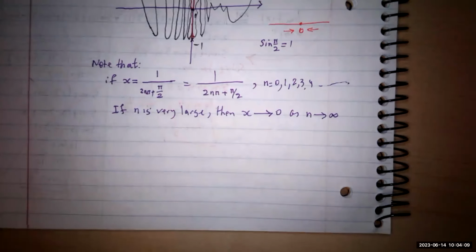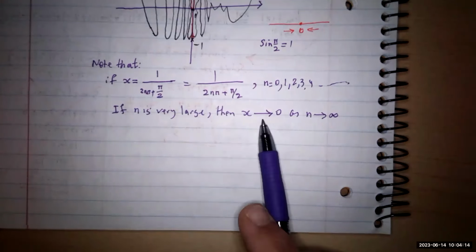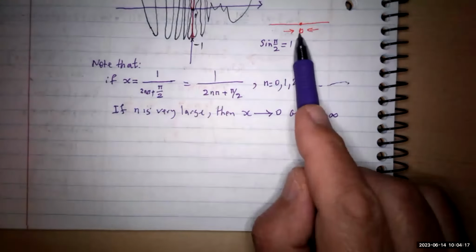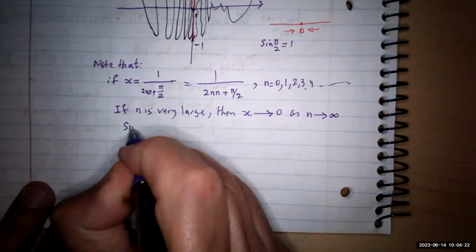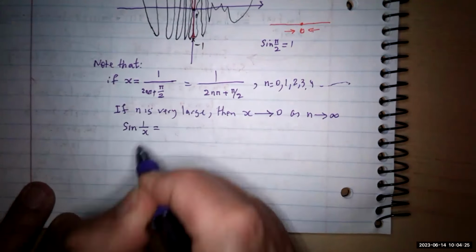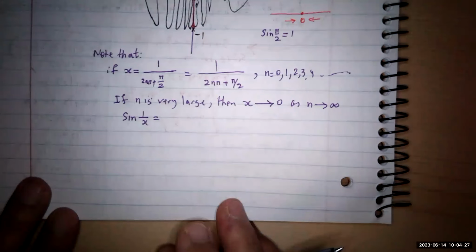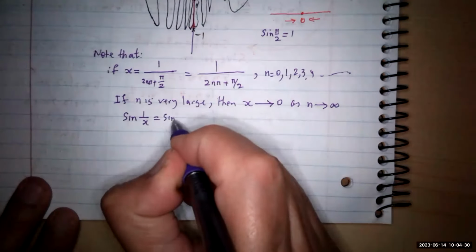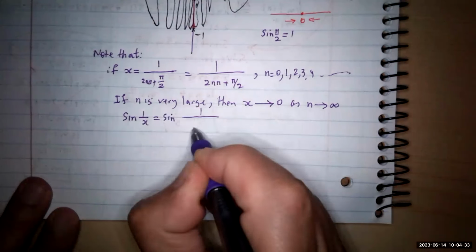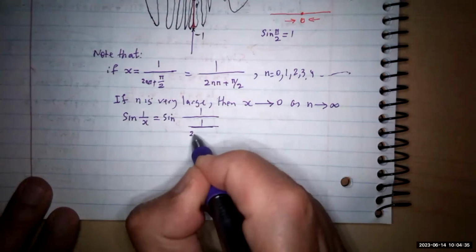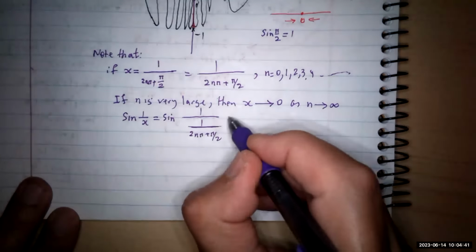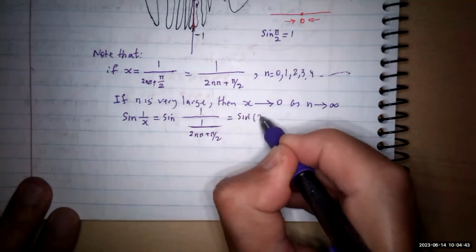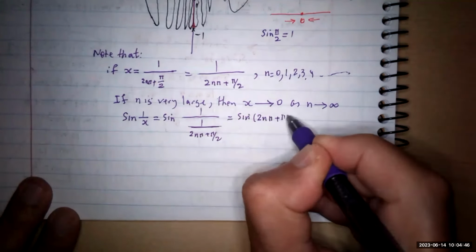So I give you lots of numbers that are going to 0, so I'm going to be around 0. What's going to be the value of the function now? What's going to be the sine of 1/x? If you substitute, it's going to be the sine of 1 over 1/(2nπ + π/2). So if you use the reciprocal, that gives you the sine of 2nπ + π/2.